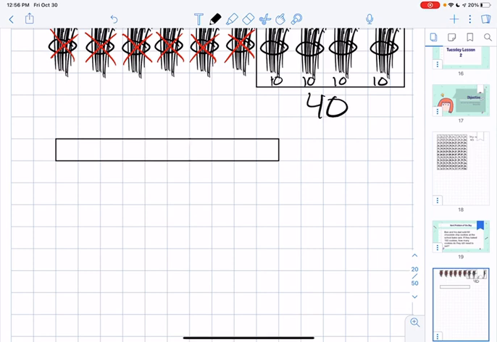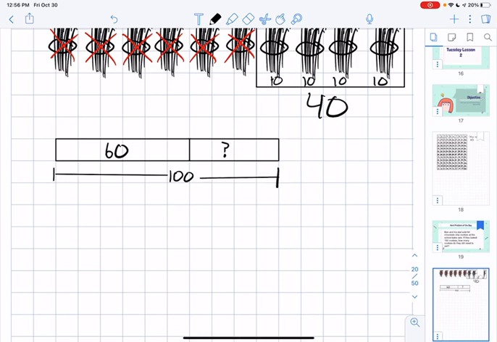So I'm going to put a 60 right here. A question mark right here because we don't know the answer. And then down here, I'm going to create a little line that tells me that this whole thing is worth 100.